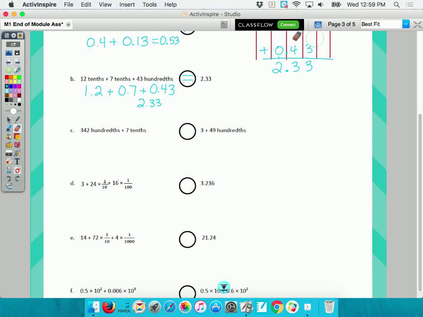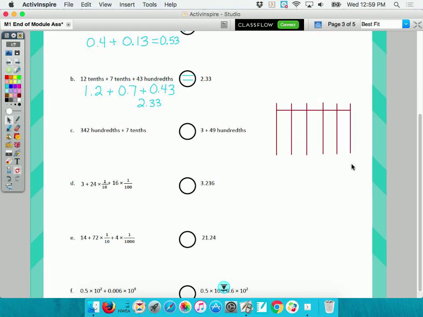Let me get rid of this and bring it down, hopefully. In case we need it again, right? Okay, 342 hundredths. There's a couple tricks on this one. 342 hundredths is the first trick. Where's my decimal go? Between the 3 and 4. You're right. So 3 and 42 hundredths plus 7 tenths.